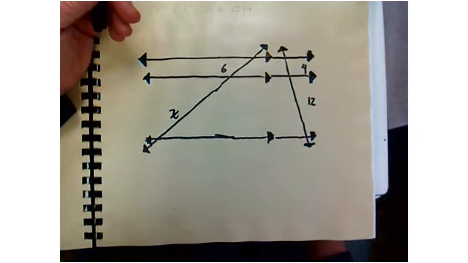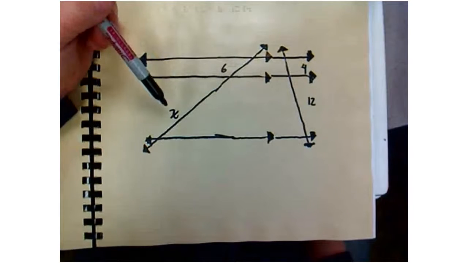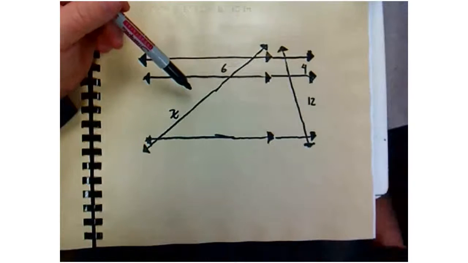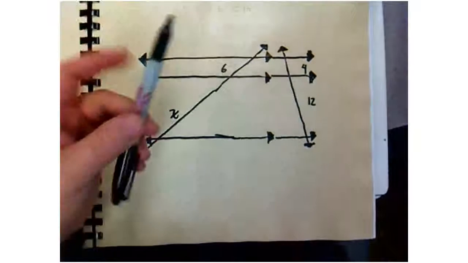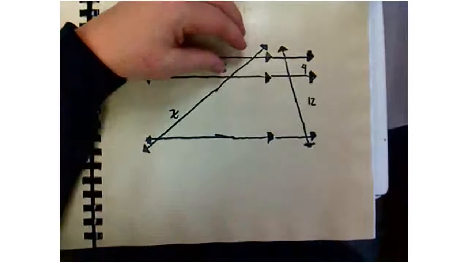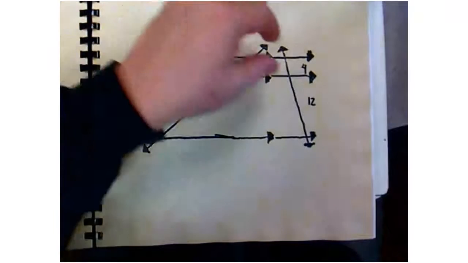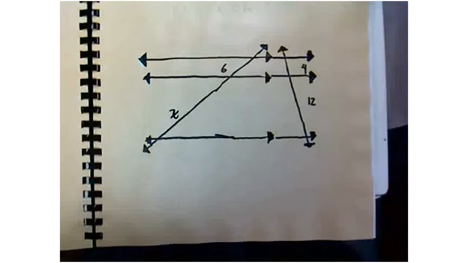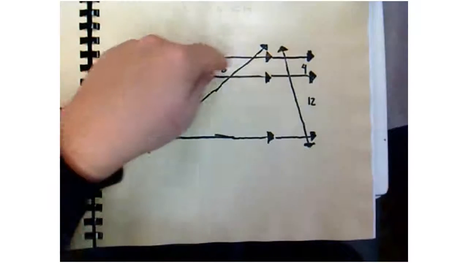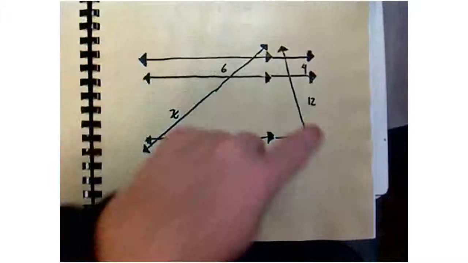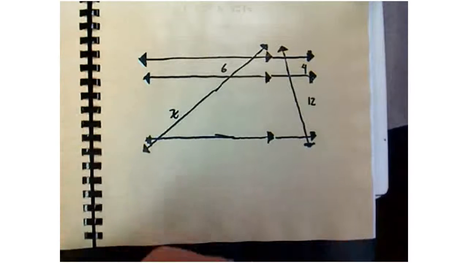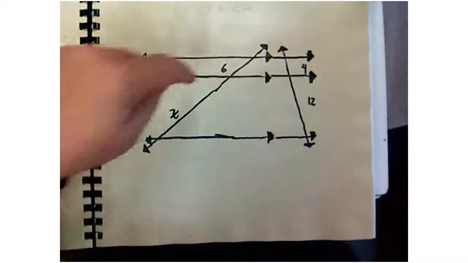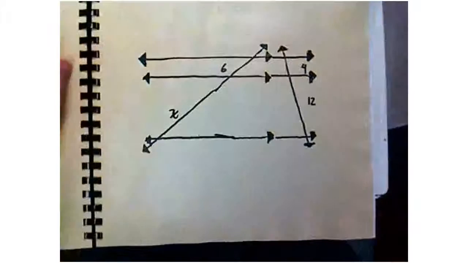Isn't x smaller than 12 though? It's not about smaller than. It's about the corresponding parts. Okay. The little one corresponds with the little one. The bigger one corresponds with the bigger one, right? Corresponding parts. So 6 corresponds with 4. X corresponds with 12. Okay. Yeah, always keep them in corresponding part order. So 6 is to X as 4 is to 12.